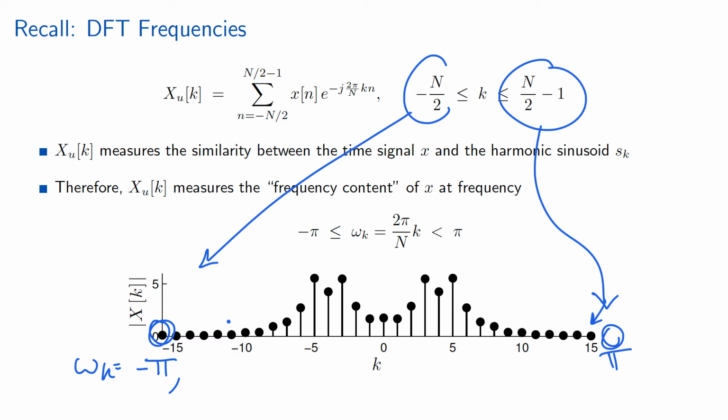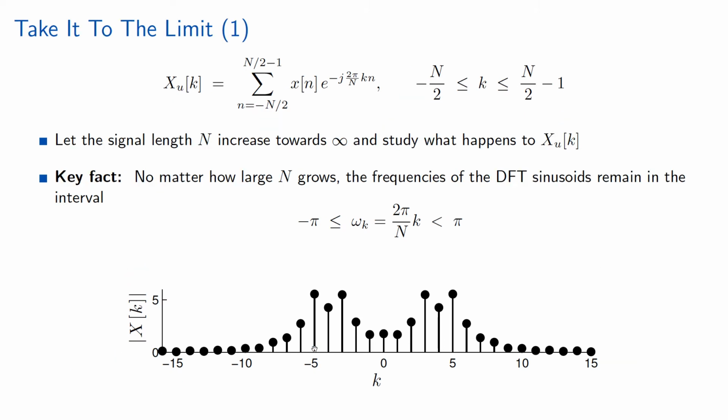And so now what we're going to do is we're going to play a game where we're going to let these sum bounds go towards plus infinity and minus infinity, and we're going to see what happens as these bounds go to plus infinity and minus infinity, but we're still stuck inside this interval minus pi to plus pi. So we're going to take things to the limit.